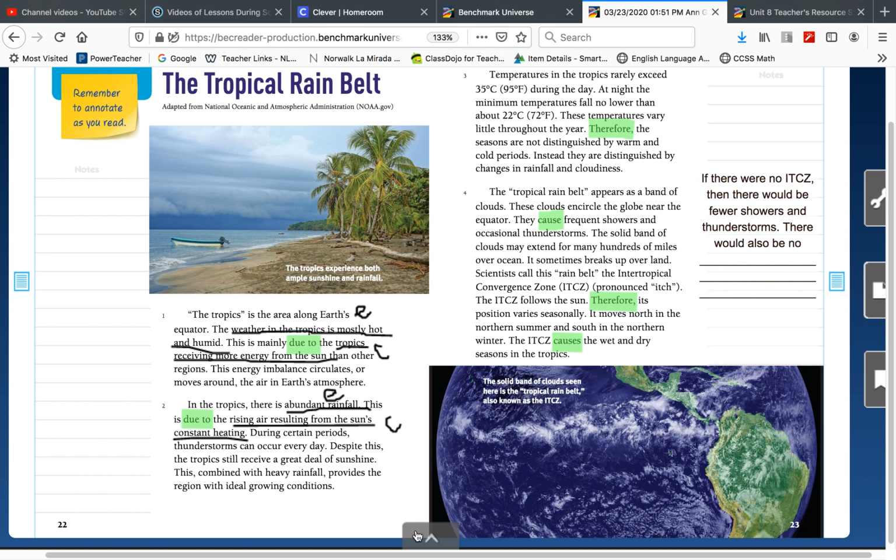This is reading lesson 2 for April 20th, 2020. You will need your weather magazine, a pencil, and eraser.